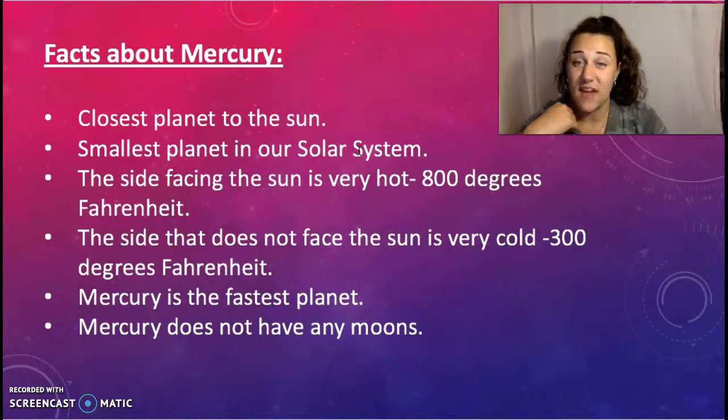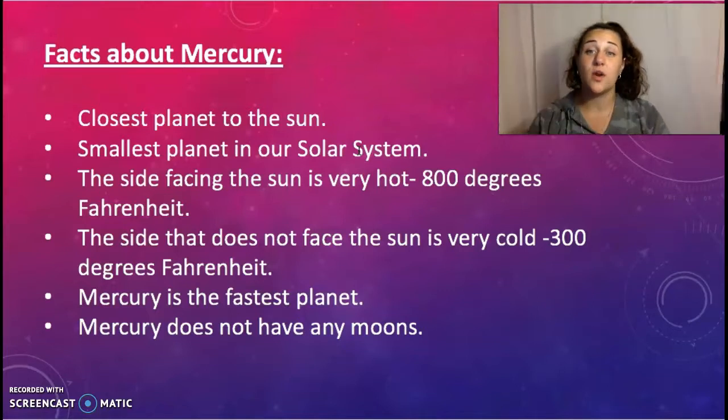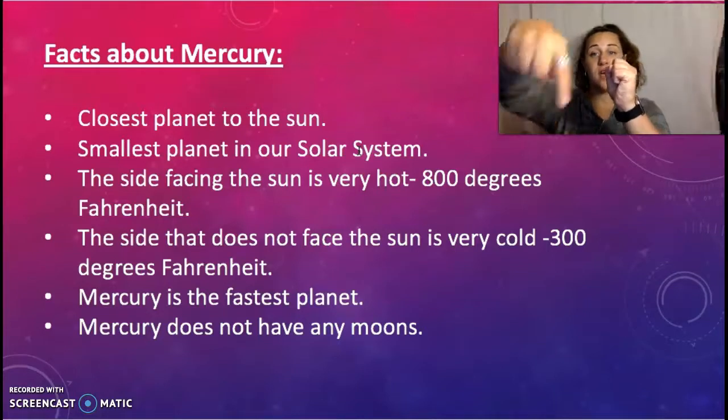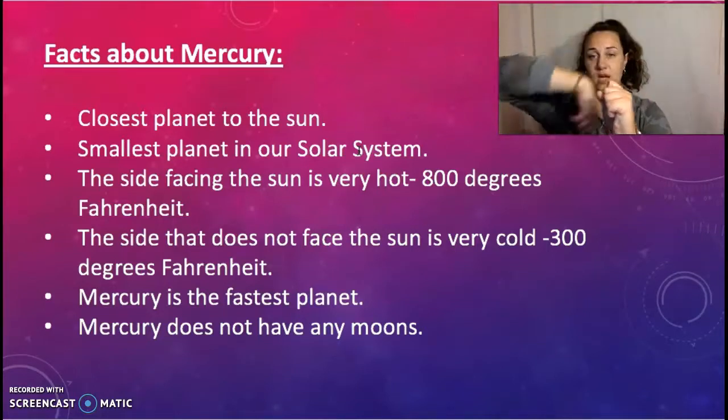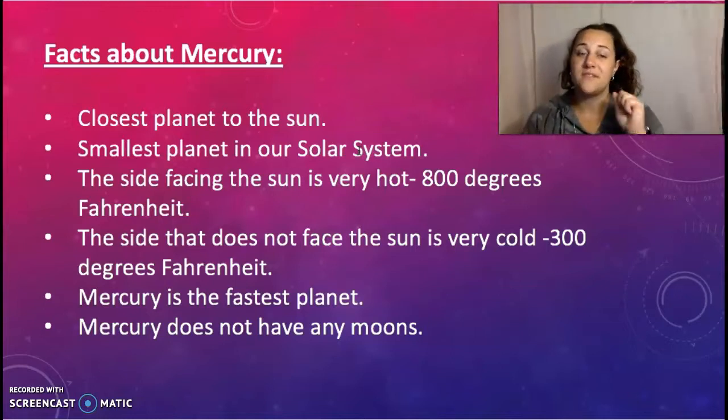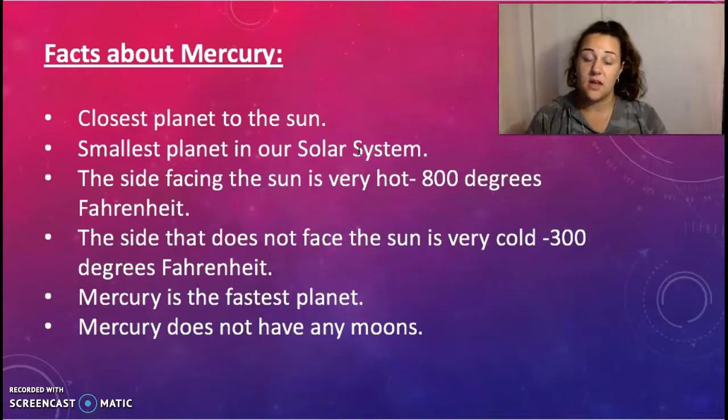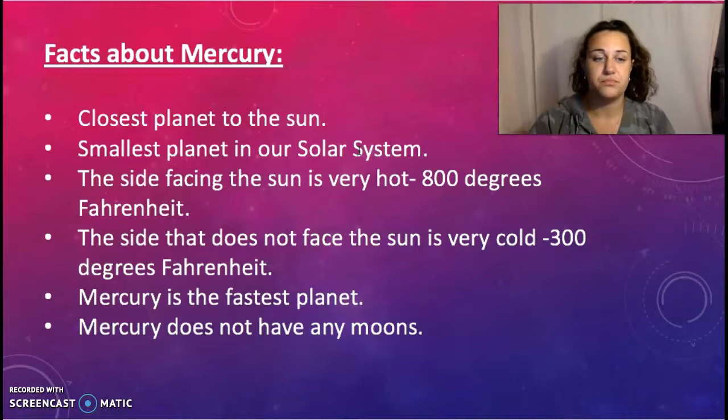Mercury is actually the fastest planet. It goes around the sun, or it orbits the sun. Here's our sun. And when we orbit, we go around like a big O. O for orbit, around the sun. It is the fastest planet to orbit around the sun completely. And Mercury does not have any moons.